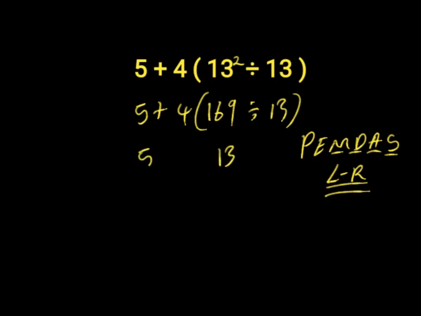Then we have 5 plus 4 times 13. Remember, if a number is close to a parenthesis, there's a multiplication sign in between, which is this multiplication sign in here. 4 times 13 will give us 52. Then we have 5 plus 52. 5 plus 52 is 57. 57 is the right answer to this question.